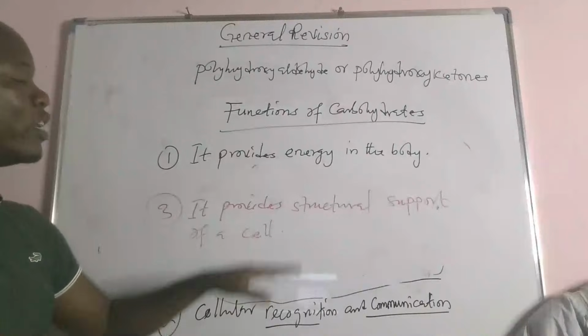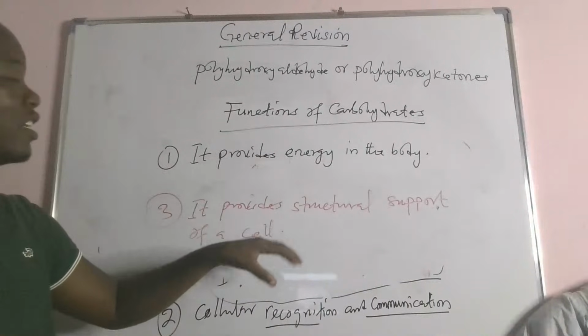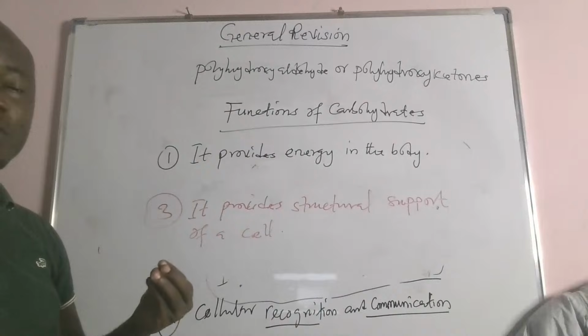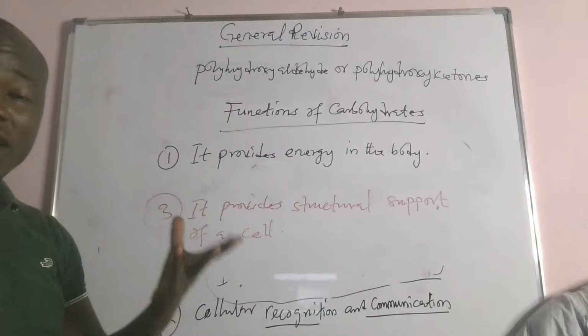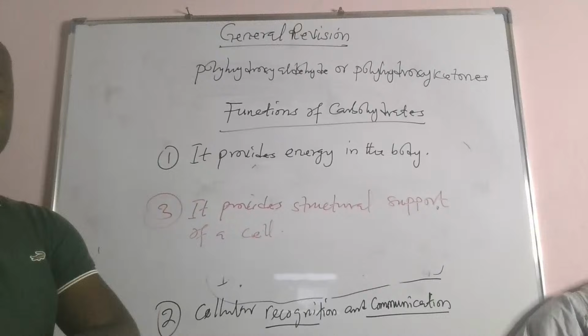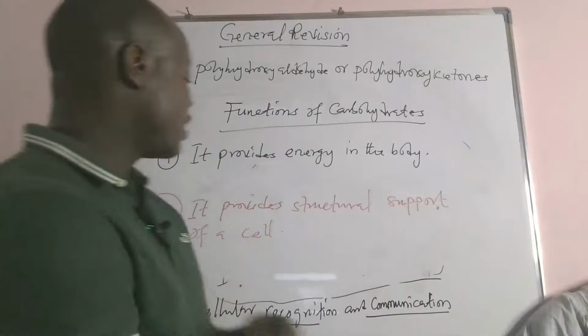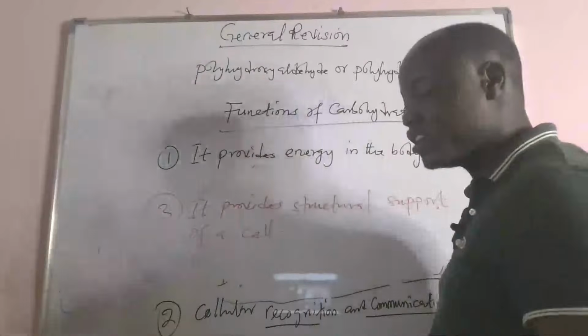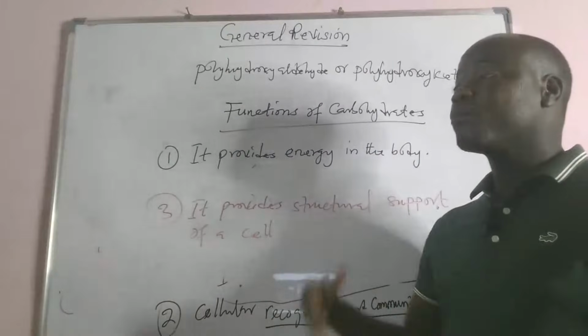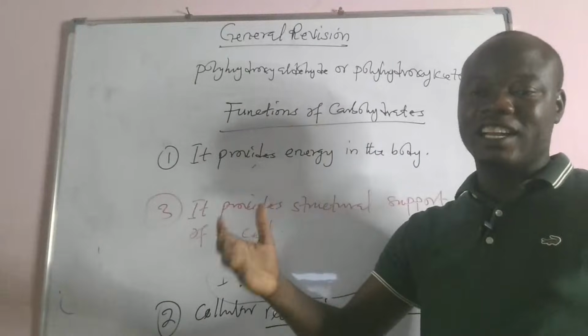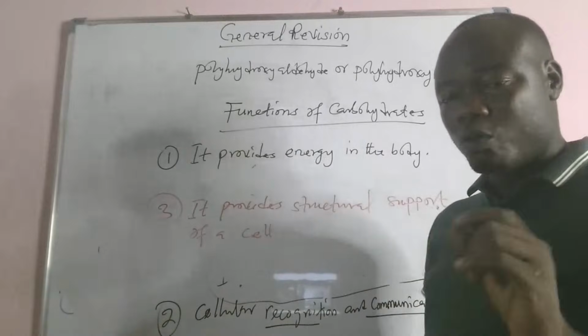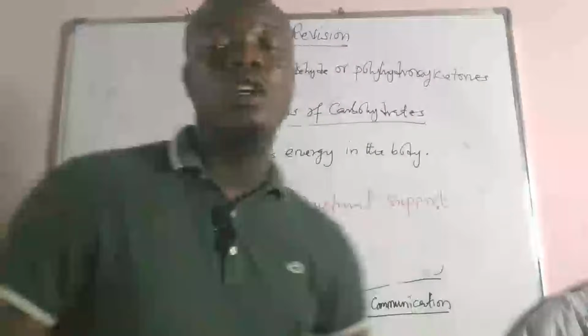Please, I am asking, what is the name of the carbohydrate that provides structural support to the female egg? That is the question I'm asking. When you said chitin, that one provides structural support to arthropods, that is insects. It's a carbohydrate that provides structural support in insects. I'm talking about the carbohydrate that provides structural support of the female egg.